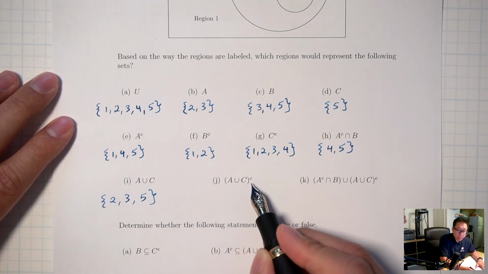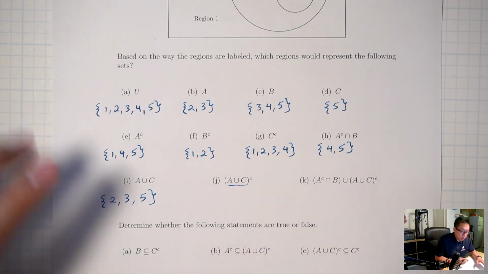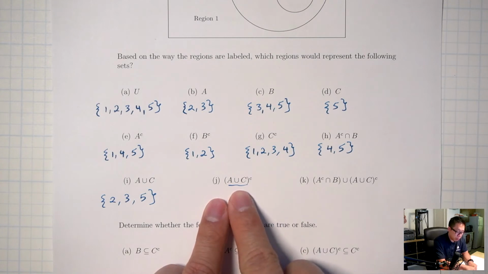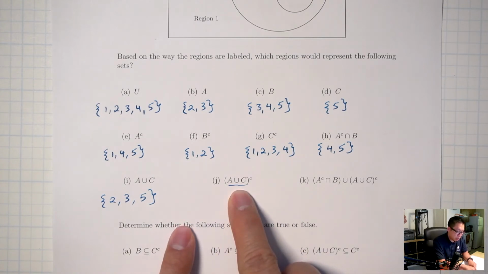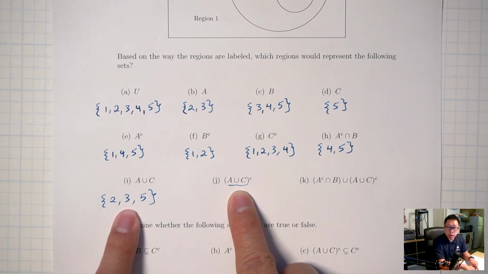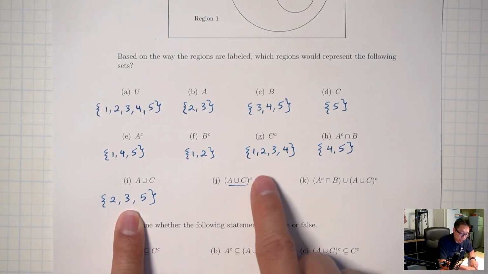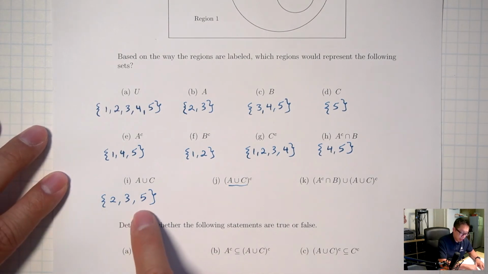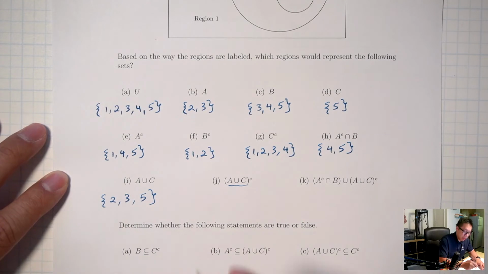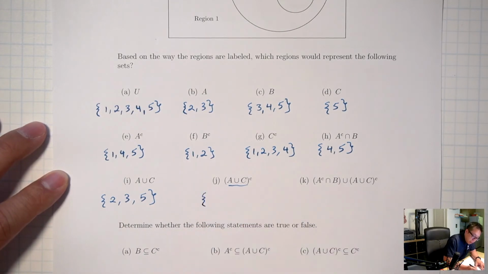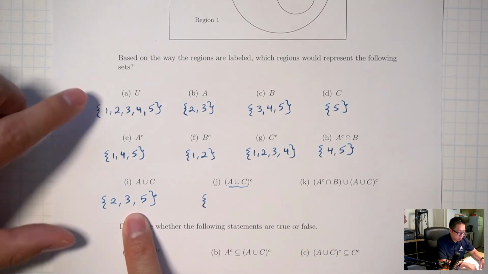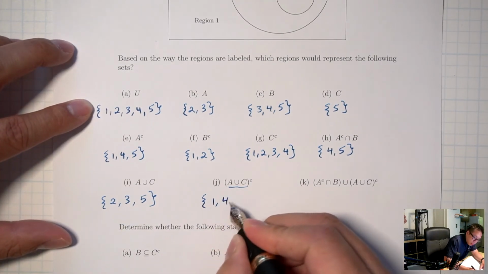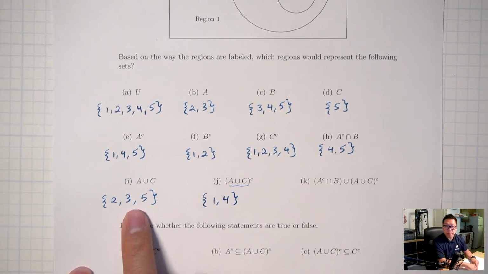All this means is take the complement of what's inside, and what's inside should be one of the sets that we already did. So what's inside is A union C. Where's A union C? Right here, part I. All this is asking is take the complement of this. So this is everything that's not in part I. So what numbers are not in part I? 1 and 4. So 1 and 4 are not in part I.